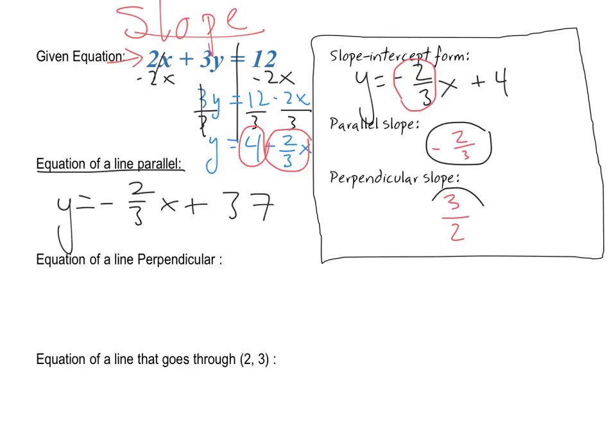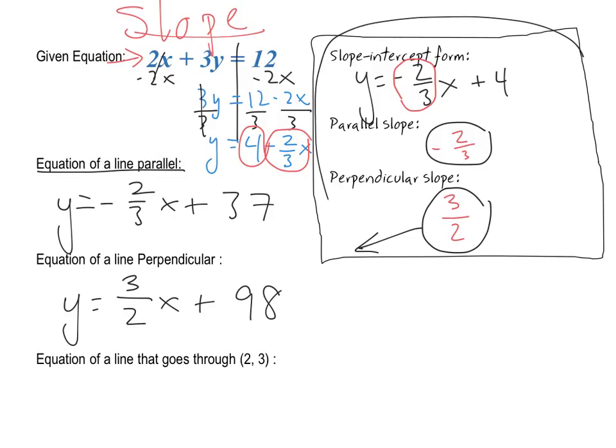Well, luckily, we've already done the work. So just use this slope in the perpendicular section. So you're going to write y equals the perpendicular slope, which is 3 over 2x, plus, I don't know, 98. Doesn't make any difference as long as the slope is the perpendicular slope that we used. So you see, if you use this box, it's super important.